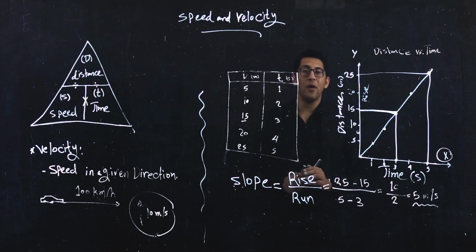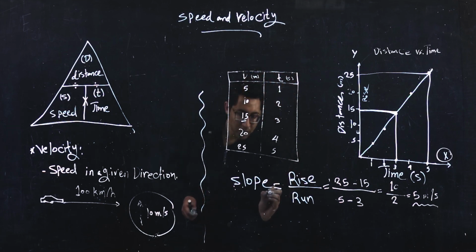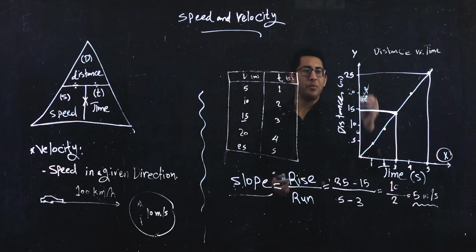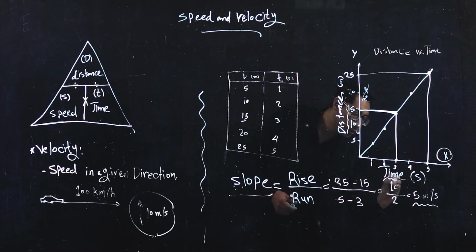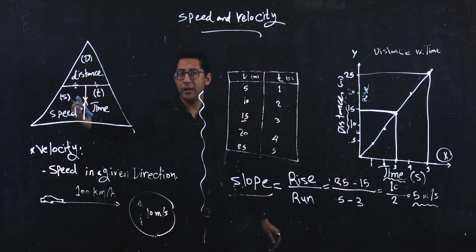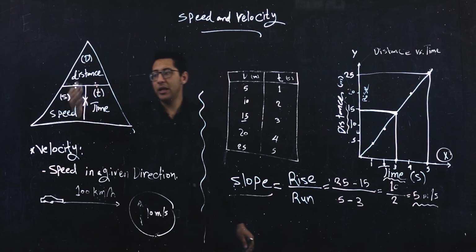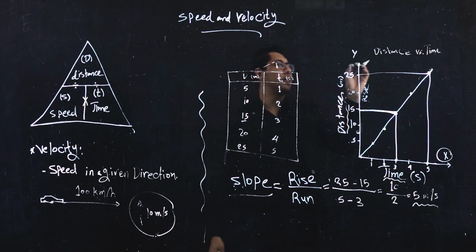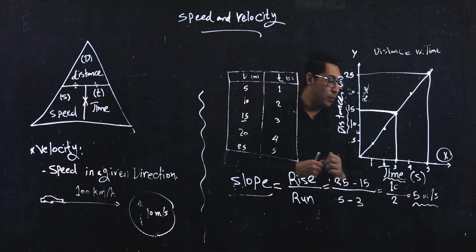Now we understand how the slope equals the speed. The slope represents the speed. Why? Because the slope equals rise divided by run. Rise here is distance, and run is time. Distance divided by time. As we demonstrated in the speed triangle, distance divided by time is speed. So the slope of the distance versus time graph gives you the speed of the object. And now we calculated it equals 5 meters per second.